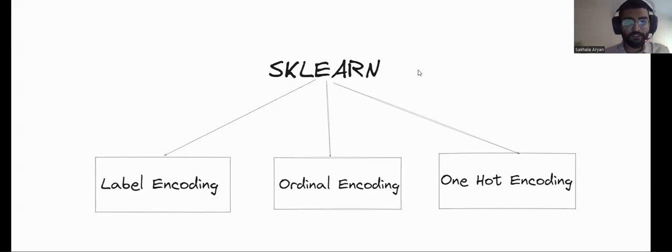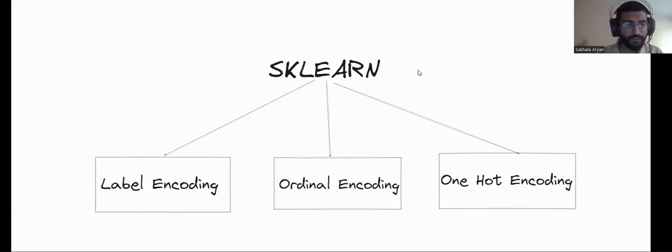In this particular video, let's see what encoding is and let's try to achieve it with the help of Sklearn. There are three types of encoding: label encoding, ordinal encoding, one-hot encoding. When do we use encoding? Whenever you have a column in your data frame which is of string data type, a categorical column, and you want to convert that into a numeric data type, you try to use encoding methods.